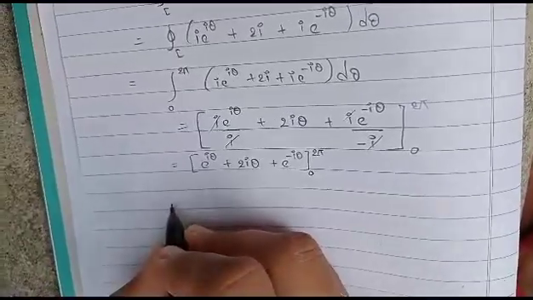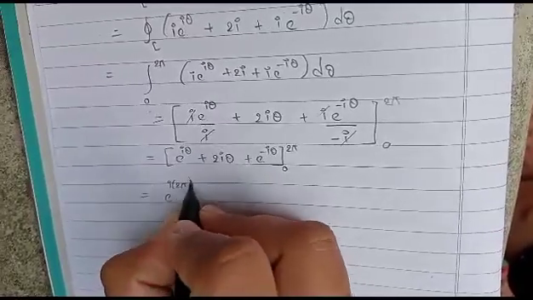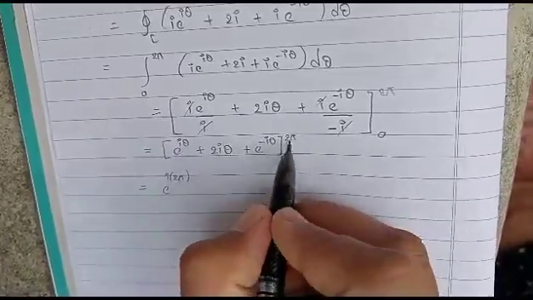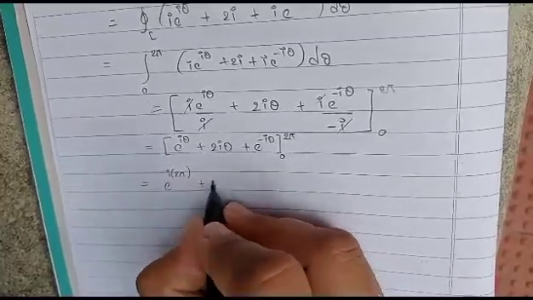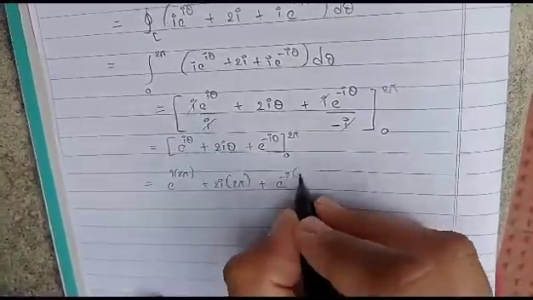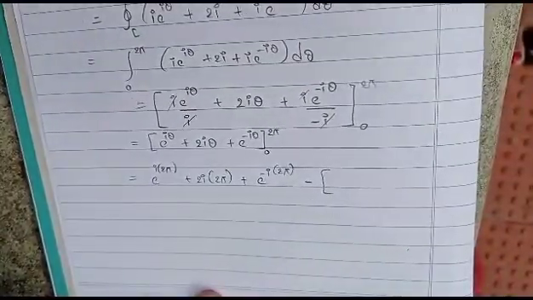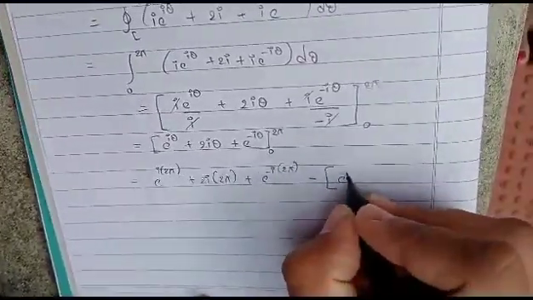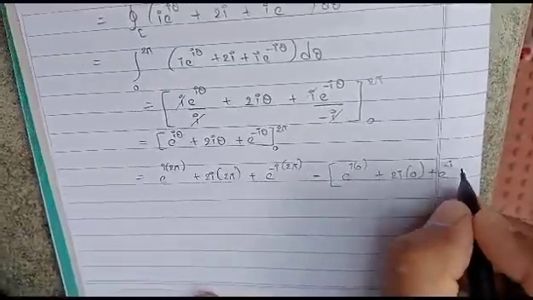We are applying upper limit. Then it becomes e power i into 2 pi. Here theta is varying from 0 to 2 pi. So we have to apply 2 pi for theta. Then it becomes e power i 2 pi plus 2i into theta is 2 pi plus e power minus i theta is 2 pi. Now we are applying lower limit, that is 0. Let us consider bracket here because there are 3 terms. It becomes e power i into 0 plus 2i into 0 plus e power minus i into 0.